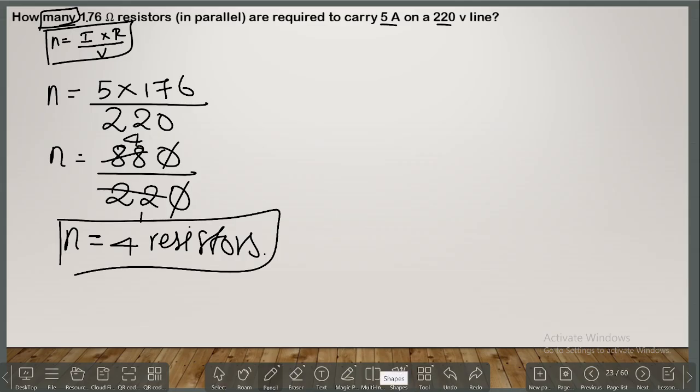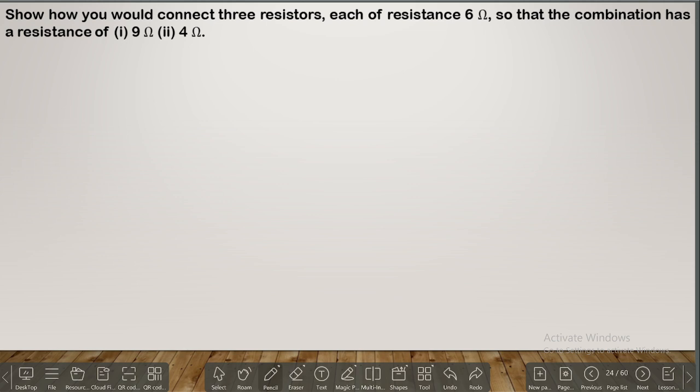So in part 3 we completed up to this numerical. Next we'll continue. In the question they are asking, show how you would connect 3 resistors. Already we solved a question based upon this, but in the previous sum they gave 3 resistors of different values, but here all 3 resistors have the same magnitude.